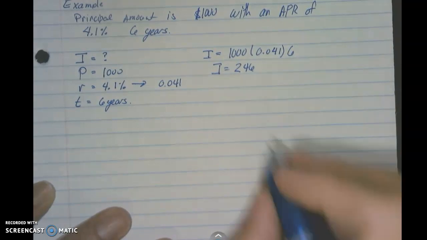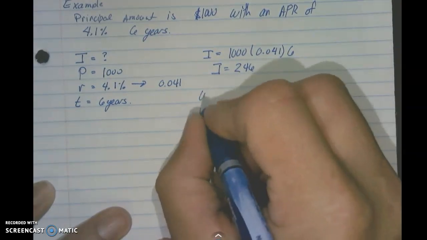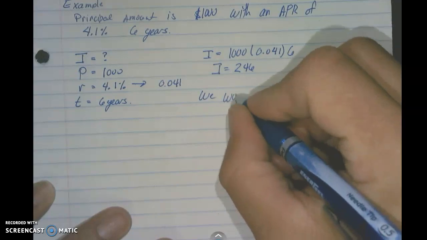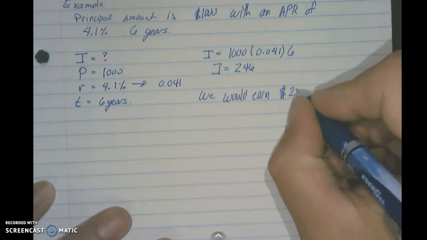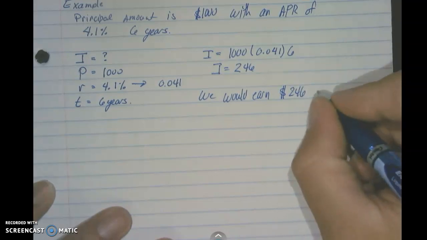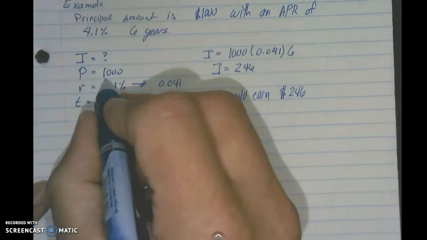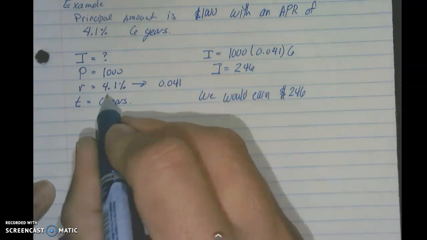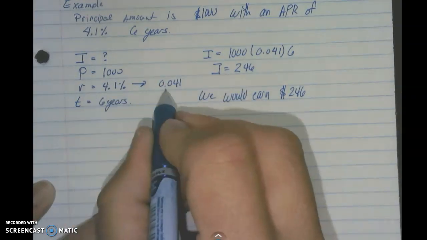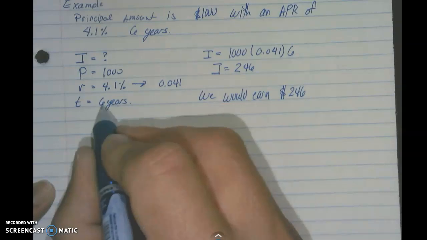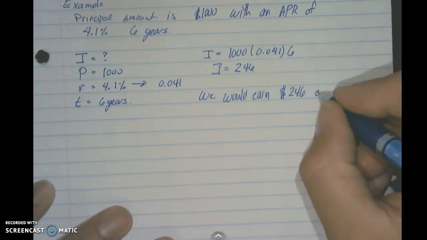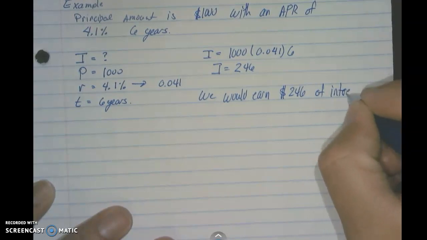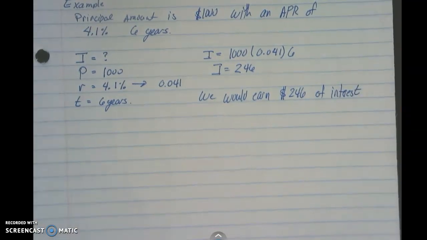So what this means is, we would earn $246 with all this, with a principal of $1,000, a rate of 0.041, and our time for 6 years. We'd earn $246 of interest. Okay, so I'm gonna let you jot that down.